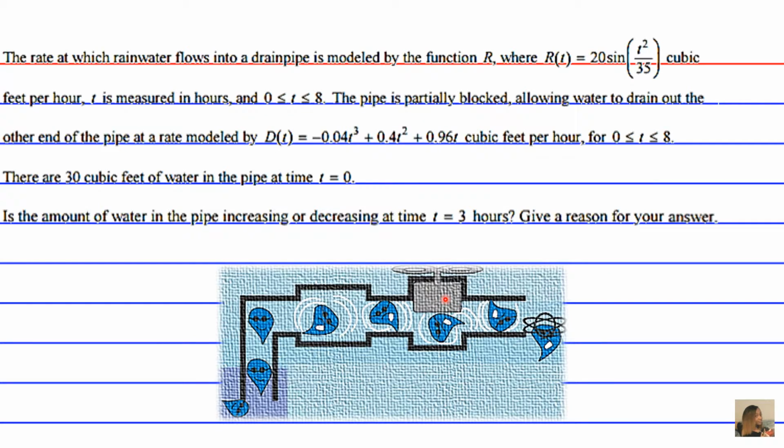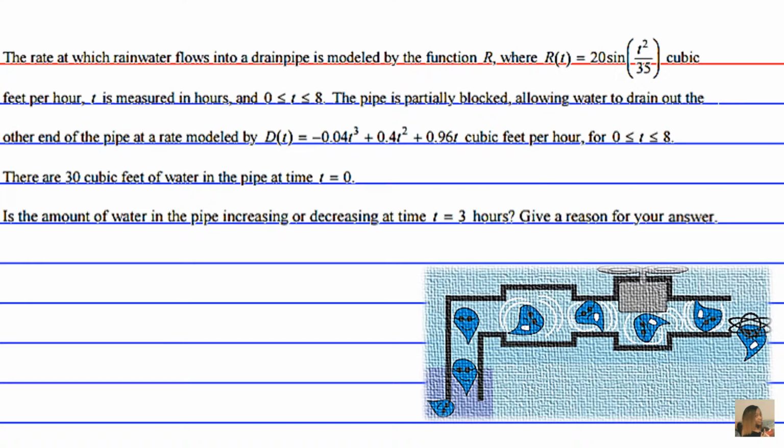The question that I want to pose to you is: is the amount of water in the pipe increasing or decreasing at time t equals 3 hours? So give a reason for your answer, okay? So basically, in order to solve this problem, what one has to do is recognize that the rate of change of water into the pipe, that's represented by r of t, which is 20 sine of t squared over 35 cubic feet per hour, is given by r of t minus d of t.